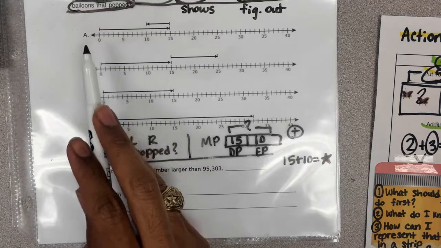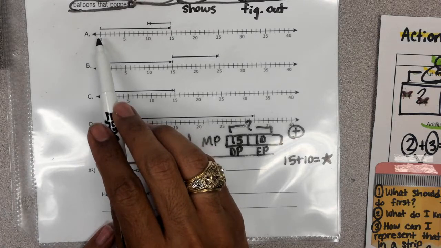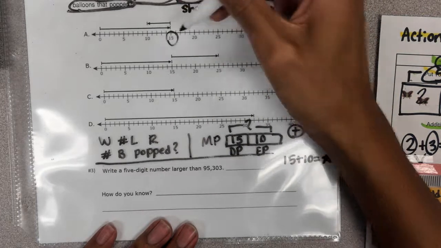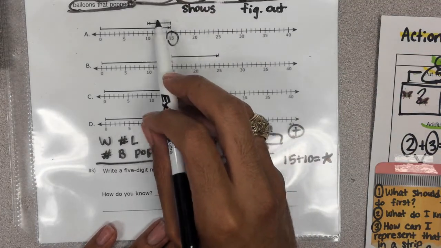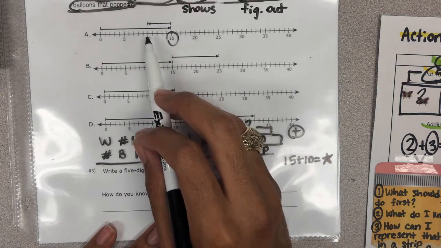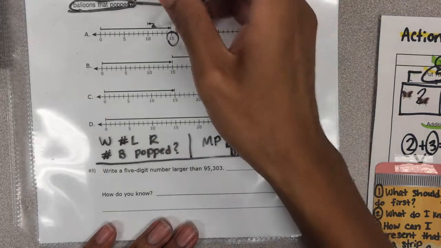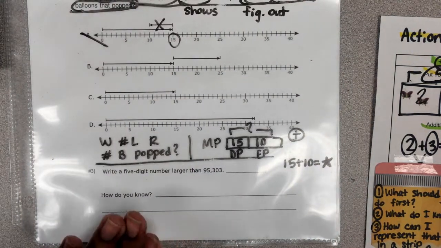So let's start by looking at A. On A, I see that it starts at 0, and then it's moving forward to 15. Well, yes, 15 balloons did pop, but then at 15, it starts moving backward. But if I'm going backward, then that means I'm taking away. And I'm not taking away. So I'm going to cross this off, and I'm going to cross out A, because that's not the answer.